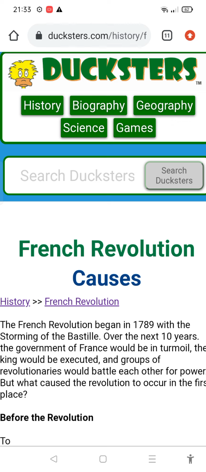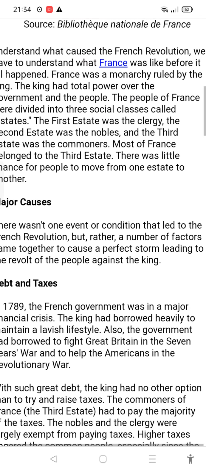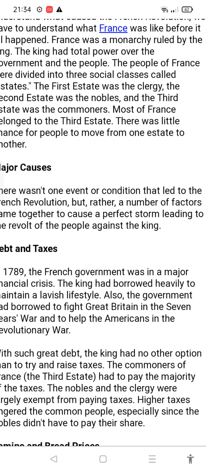Before the Revolution. To understand what caused the French Revolution, we have to understand what France was like before it all happened. France was a monarchy ruled by the king. The king had total power over the government and the people. The people of France were divided into 3 social classes called estates. The first estate was the clergy, the second estate was the nobles, and the third estate was the commoners. Most of France belonged to the third estate. There was little chance for people to move from one estate to another.